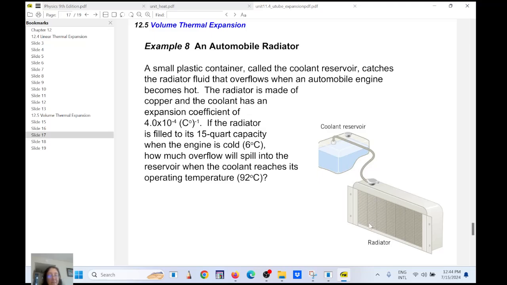So now we have, it's not a tank, it's a radiator, and you have a coolant. A small plastic container, the coolant reservoir, catches the radiator fluid that overflows. So here, the coolant is inside this radiator, and when it's getting very hot, the coolant will expand. So then you will catch it in that overflow reservoir, but the radiator also will expand, so it will balance out, and it's made of copper. So you have copper, and you have the coolant, and you know the expansion. So you can stop the video and try to do this one.